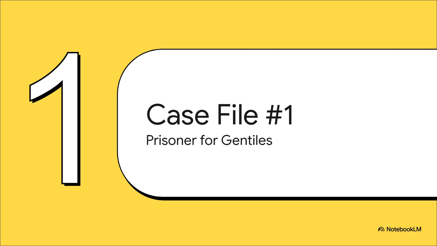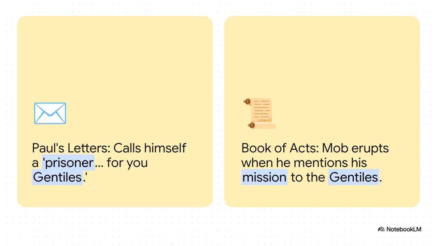Now, the Apostle Paul often calls himself a prisoner, right? But the specific reason why he was locked up is revealed in this really fascinating subtle link between his letter to the Colossians and the historical book of Acts. Now, check out this connection. It's so subtle. In Colossians, Paul gives this grand theological reason for his chains. He's a prisoner for you Gentiles.